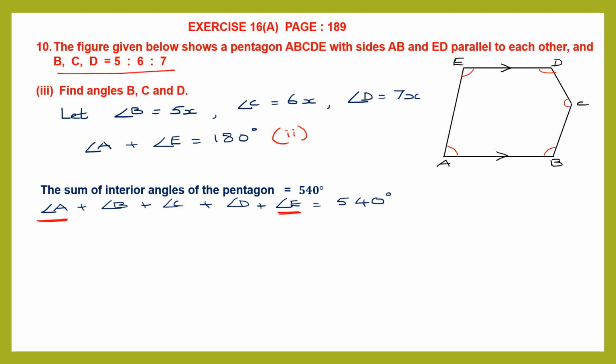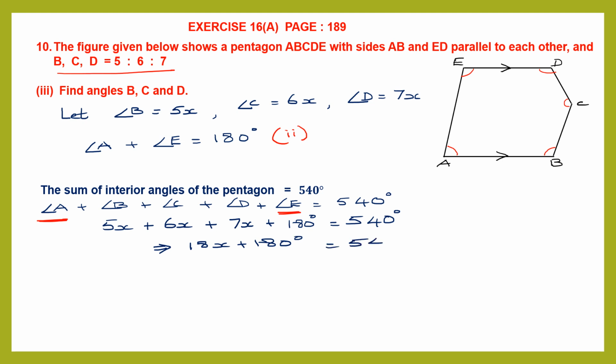So let's write that. I'll start with angle B. Angle B is 5x, angle C is 6x, and angle D is 7x. And angles A and E together will add up to 180 degrees. And altogether this is 540 degrees. Now we can add up the x here. So 5 plus 6 is 11, 11 plus 7 is 18. So that means 18x plus 180 degrees is equal to 540 degrees.